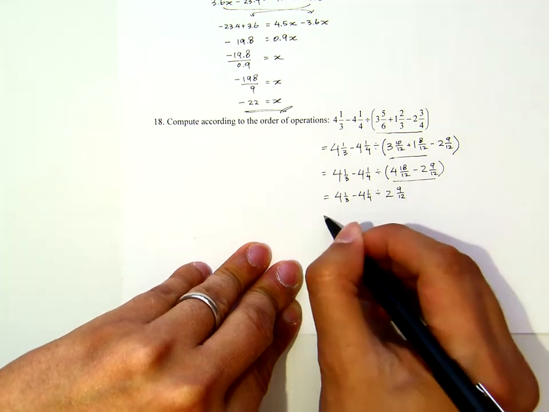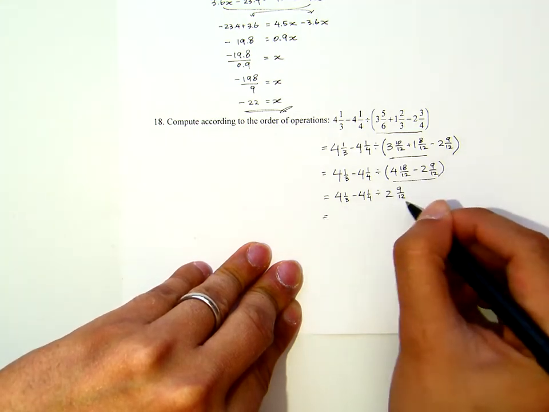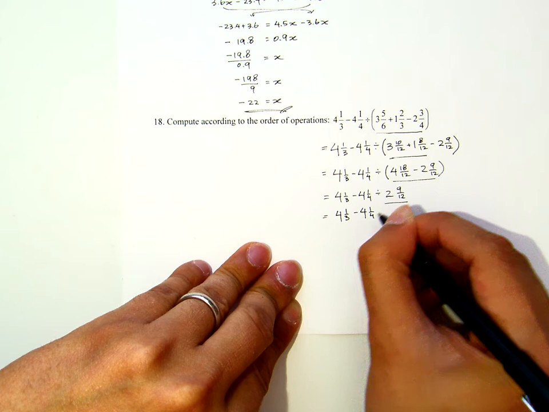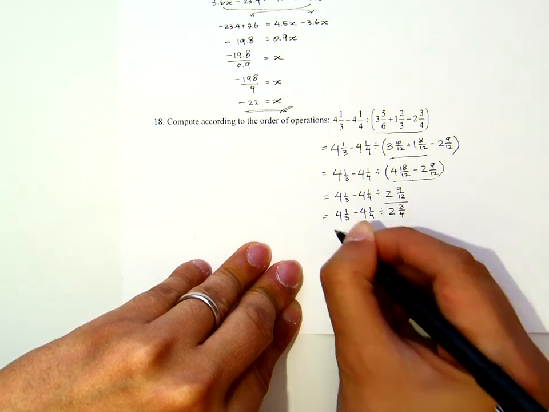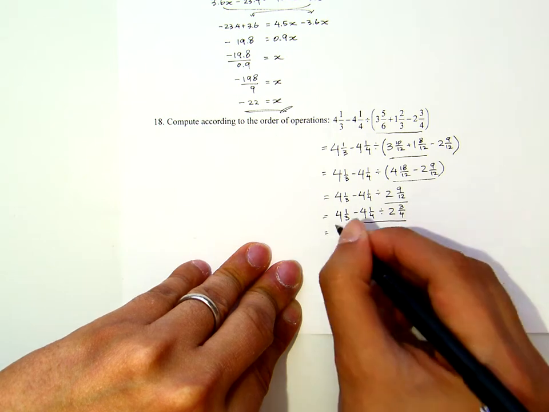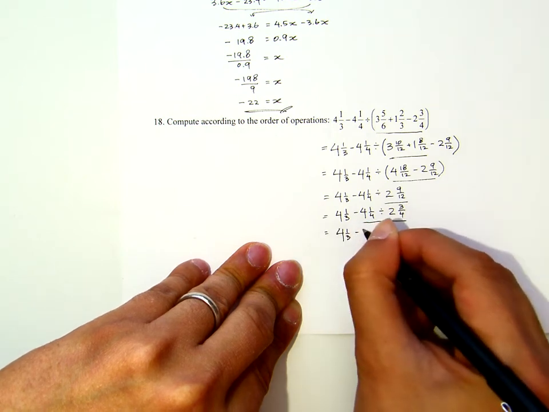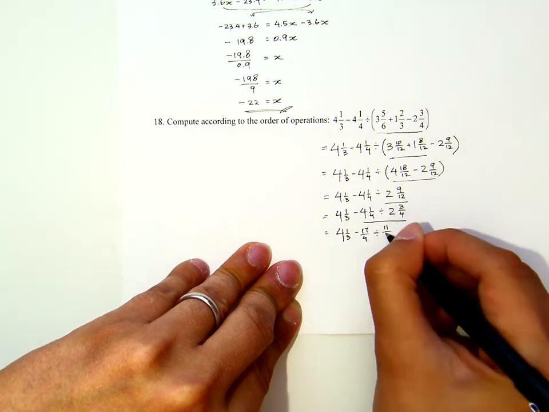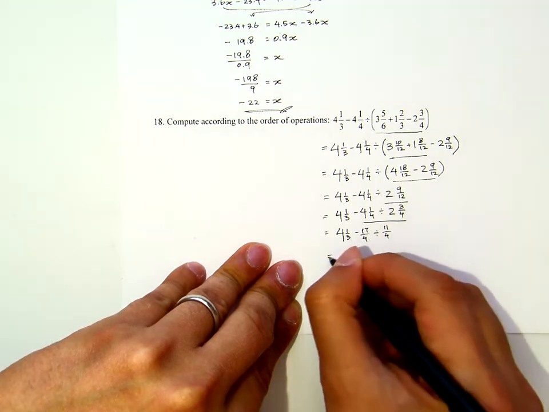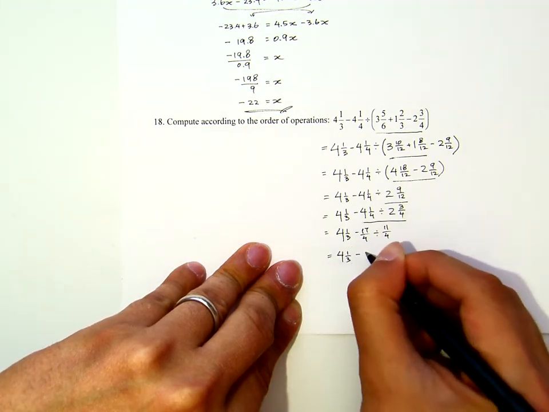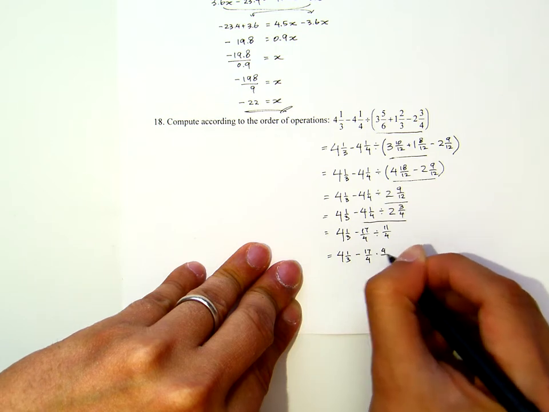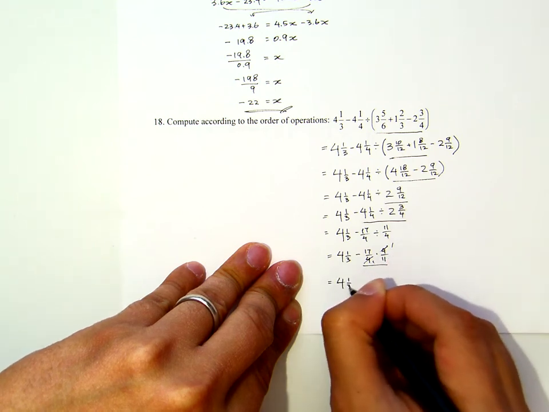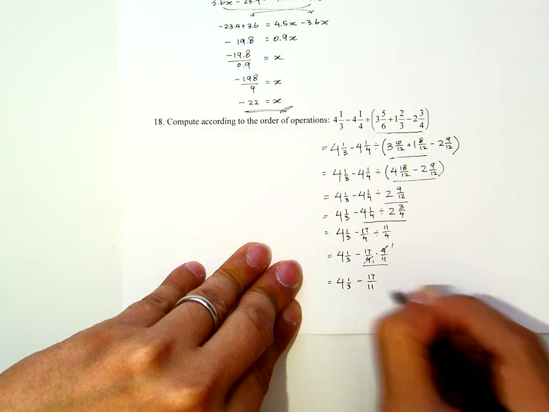Okay, now what I will do next, I will divide, but it seems like I can reduce this one. Let me reduce this first. And then to divide mixed numbers and improper fractions, this is 17 over 4 divided by 11 over 4, which is to divide fractions, I flip the divisor. That will give me 1 and 1. So now I have 4 1/3 minus 17 over 11.